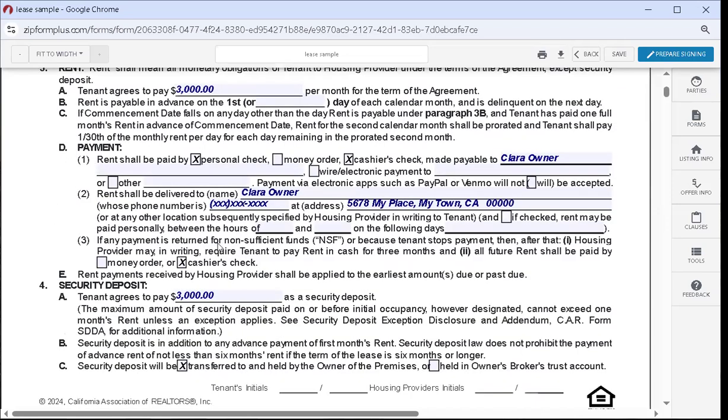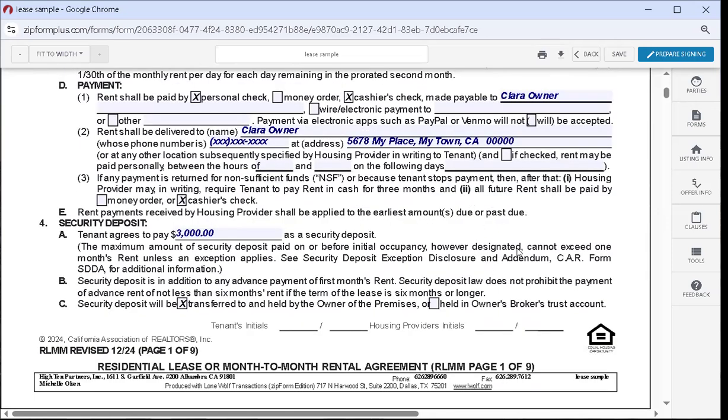Rent shall be paid by personal check or cashier's check and made payable to Clara owner. I didn't check money order, and the only reason I did not check money order is because about a year ago I heard about some money orders that weren't real. So now I tend to only check cashier's check or personal check. I do not ever check money order. How about Zelle?